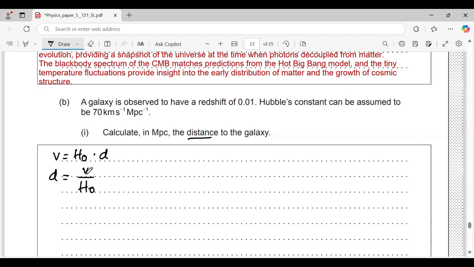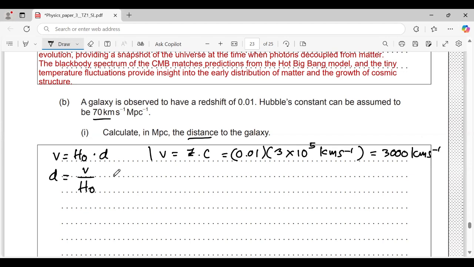And now we are going to find v first because H0 is this one, the Hubble constant, 70 kilometer per second per Mpc. And for velocity, the formula is z times c. Z is redshift and c is the speed of light. So it becomes 0.01 times the speed of light, 3 times 10 to the power 5 kilometer per second, and it is 3,000 kilometer per second.